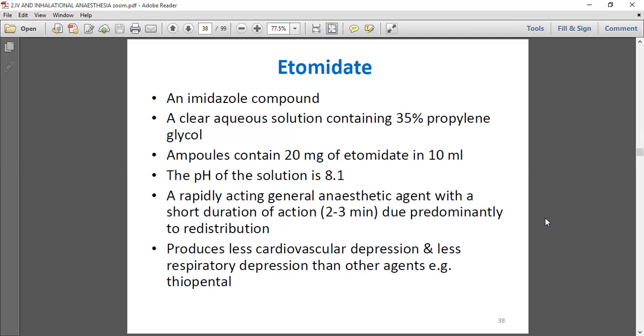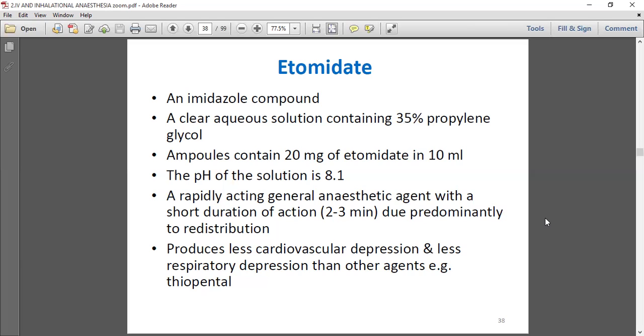A rapidly acting general anesthetic agent with a short duration of action, 2 to 3 minutes, predominantly due to redistribution. Remember, in the beginning I explained the redistribution of anesthetic drugs: they reach the brain and then redistribute to highly vascular organs, the kidneys, the liver, then move to the less perfused organs. So it is rapidly acting with a short duration of action, shorter than the others.